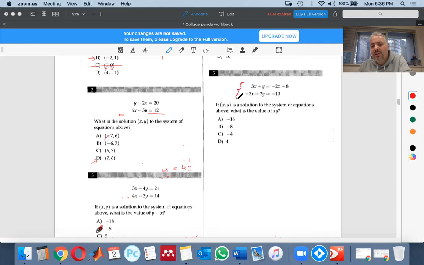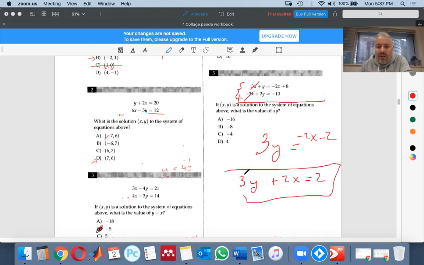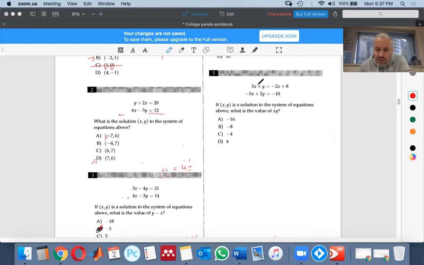Okay, let's solve this question. Just add them side by side, guys. Simple. 3x, negative 3x, 0. Y and 2y, 3y. So negative 2x minus 2. So 3y plus 2x is 2. Here, interesting. One minute. Let me look at all. If xy is a solution, so we know that there is a solution. Question: find x times y.